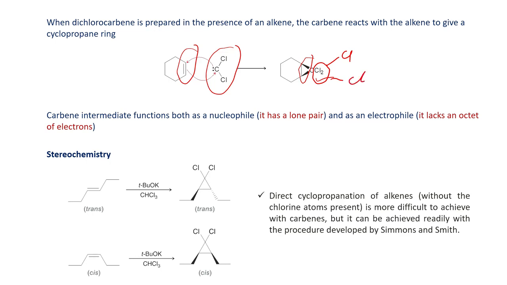But your Simmons-Smith reagent will directly give you cyclopropyl. So this was the main advantage of Simmons-Smith reagent compared to carbene. The stereochemistry in the reaction of carbene is the same. You started with trans, you end up with trans. You started with cis, you end up with cis. So there is retention of configuration.